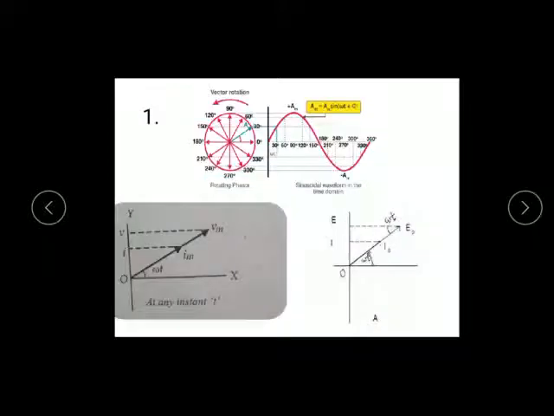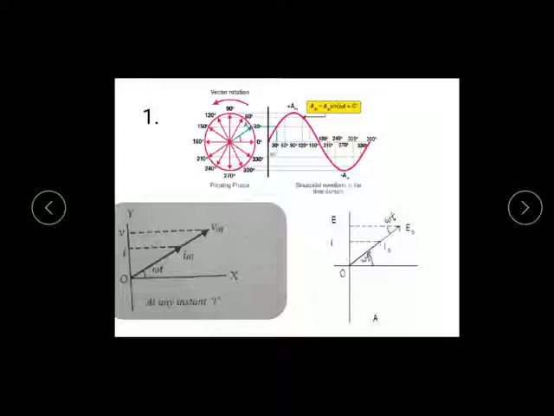Let us consider the first example. Consider two AC quantities, AC voltage and AC current: V is equal to Vm sin omega t and I is equal to Im sin omega t. What is the phase difference between these two quantities? The phase difference is omega t minus omega t, which is equal to 0. In this case the current and voltage are in phase. There is no phase difference between the current and voltage.